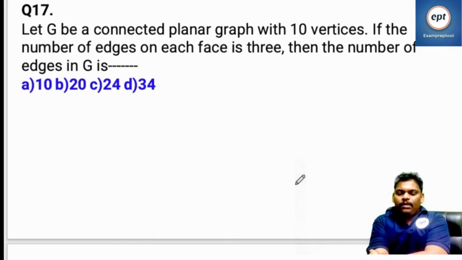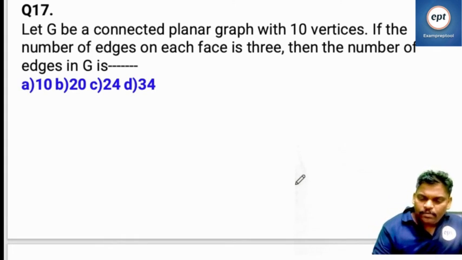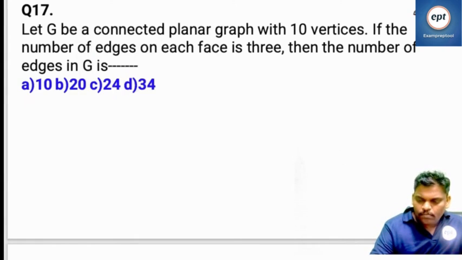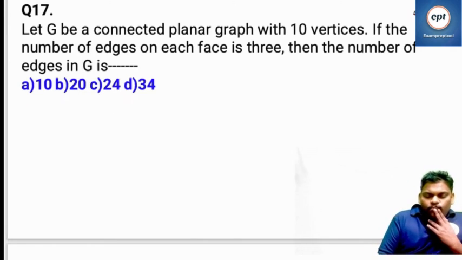Let G be a connected planar graph with 10 vertices. If the number of edges on each face is 3, then the number of edges in G is? Yeah, go ahead.